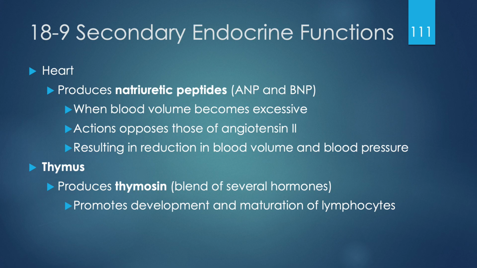The thymus has another secondary function that's endocrine, and the thymus will produce thymosin, which is a blend of a number of different hormones, but together what they do is they'll promote the development and maturation of lymphocytes so that we can have a developed immune response.